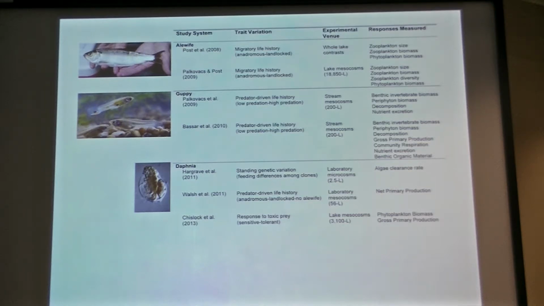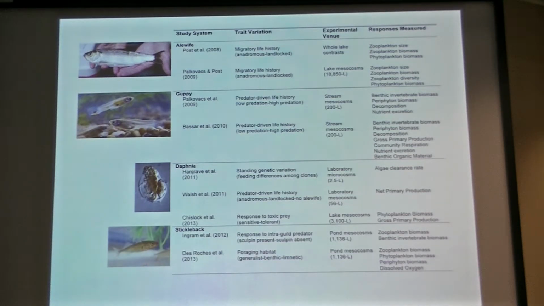We found a suite of Daphnia studies. Some of these look at differences among clones. This one here is interesting in that it actually looks at trait differences in Daphnia that are driven by these alewife populations. So actually, it's an evo cascade, right? Because we've got the effect of trait divergence in alewife causes trait divergence in Daphnia, causes some ecological effect, right? Net primary production. And then there's a study of Daphnia that's related to standing genetic variation. This one is specifically related to evolution of Daphnia in response to toxic cyanobacteria and their efficiency at consuming phytoplankton.